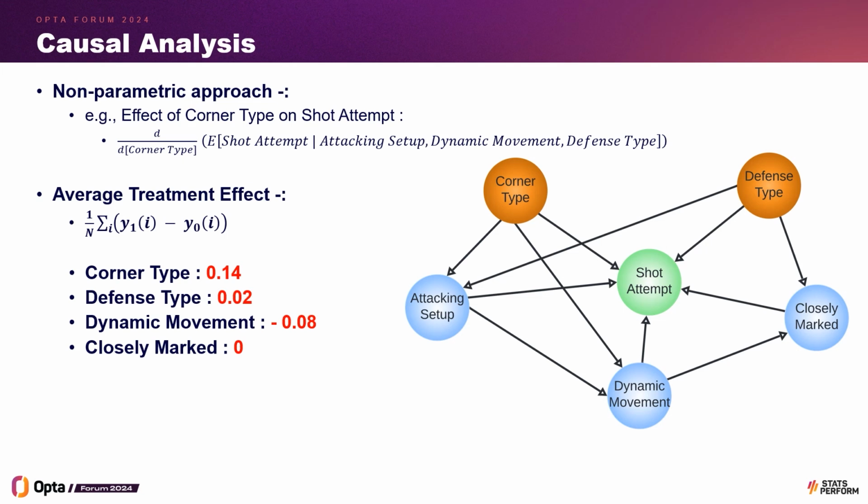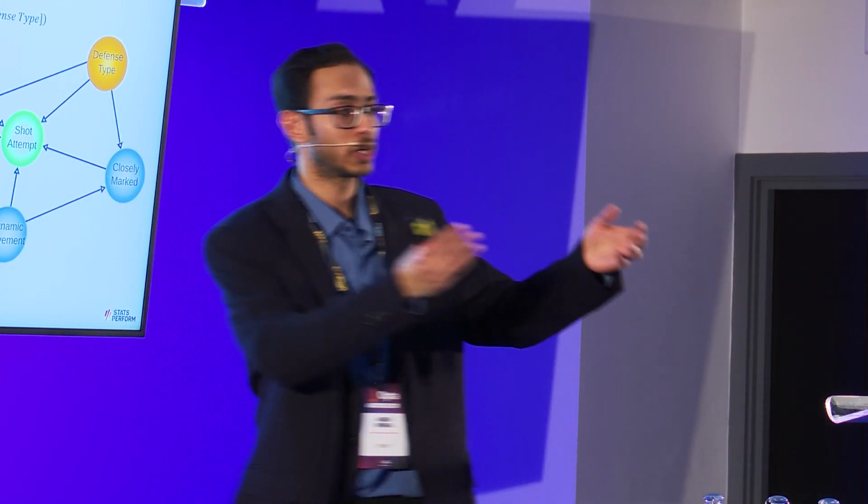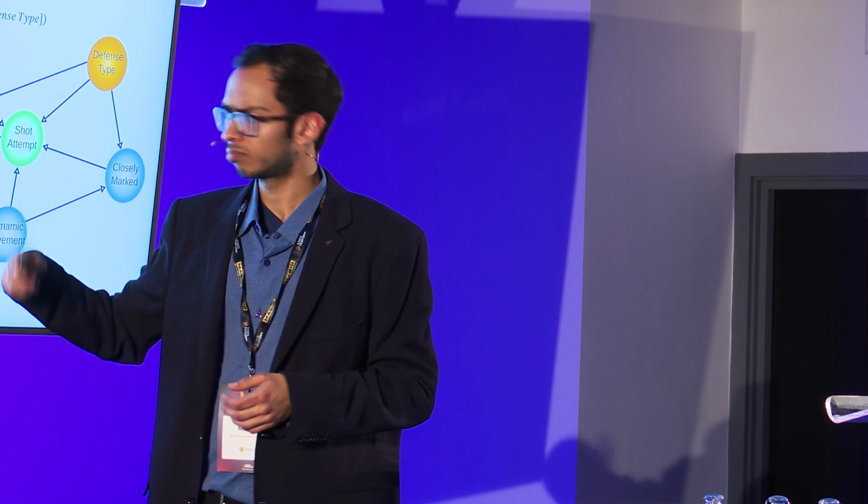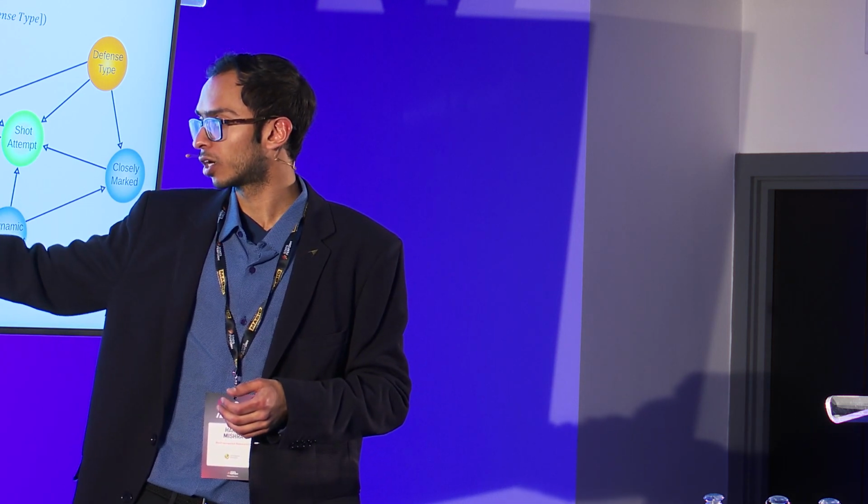For defense type, it was the zonal type of defense. A negative value in the case of dynamic movement suggests that the players did not have to make dynamic movements to get to the ball location to actually have shot attempts. They were still able to get shot attempts even without having to make movements to the ball location, and still managed to get a shot off.